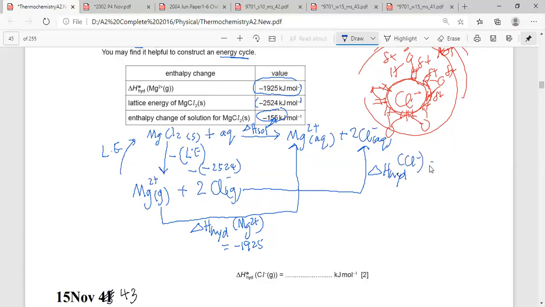Let's say we don't know X. But this one is for 1 mole of Cl-. Here how many moles? 2 moles. So it's actually 2 times it, but you ask for only 1 mole. Okay? So Hess's law.